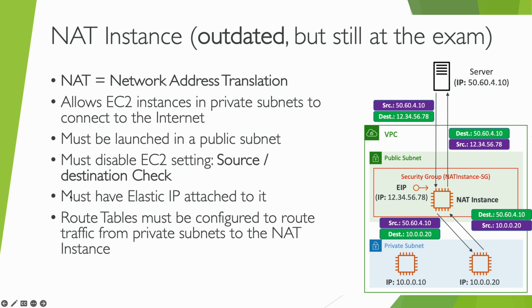And you must have an elastic IP attached to it. For every NAT instance we must have an elastic IP. That means the public IP must not change for this NAT instance. And the route table must be configured to route the traffic from the private subnet to the NAT instance. So the private subnet's route table must be changed and it needs to allow the traffic from the NAT instance. So we'll try to create this NAT instance. This is not really needed for the hands-on section, but still we'll try to do this.